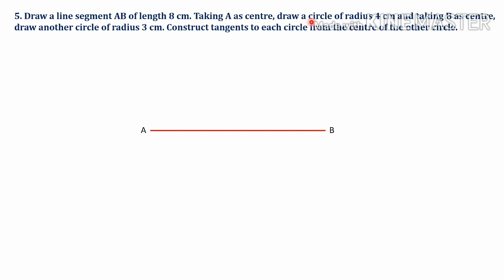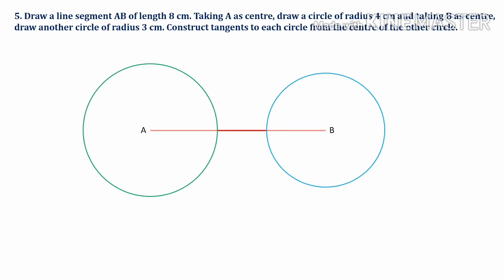Taking A as center, draw a circle of radius 4 cm. So take 4 cm in your compass, fix at A, draw the circle. Taking B as center, draw another circle of radius 3 cm. Again, use your compass, take 3 cm, fix your compass at B, draw the circle.